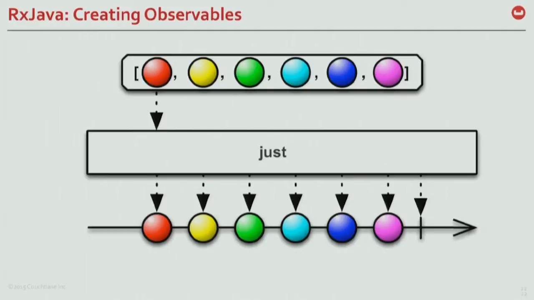This is a marble diagram. If you know RxJava already, maybe you saw them. This is how the RxJava documentation works. Basically, they give you marble diagrams to explain how RxJava transformers, RxJava functions work. And this function just takes an array of stuff and returns an observable of stuff.